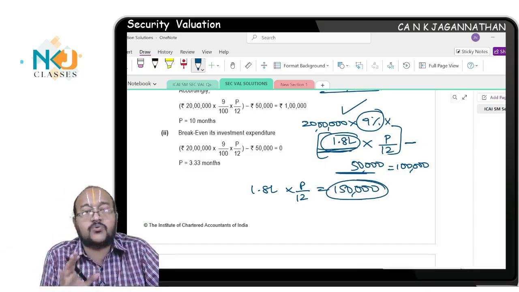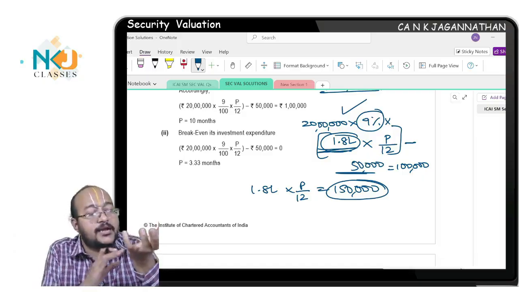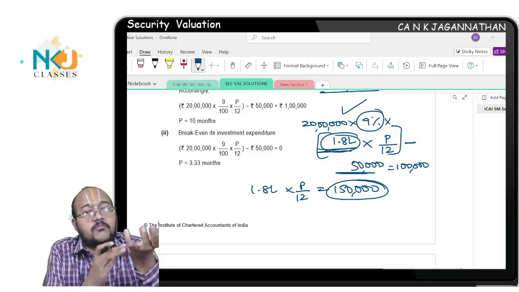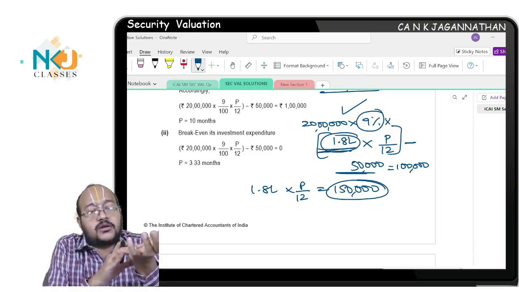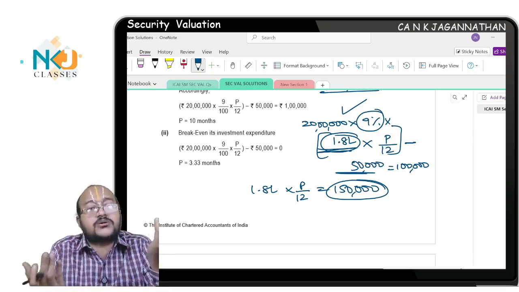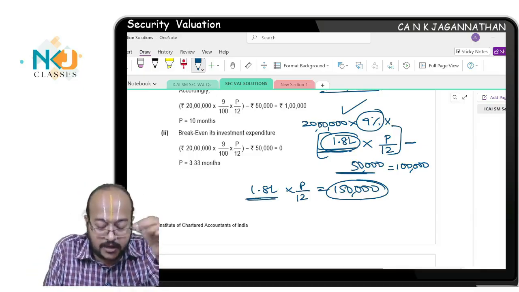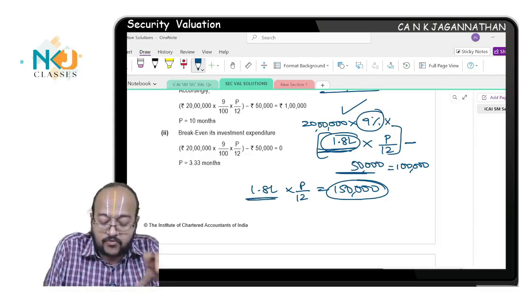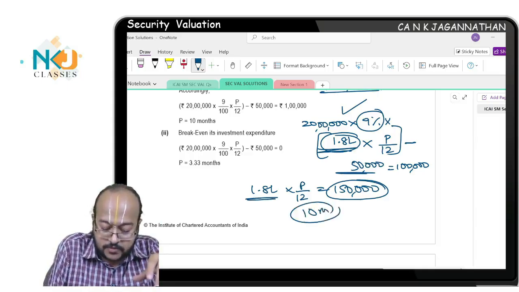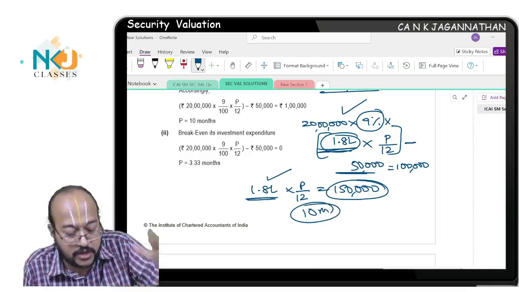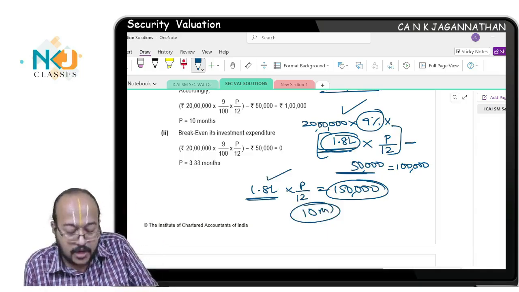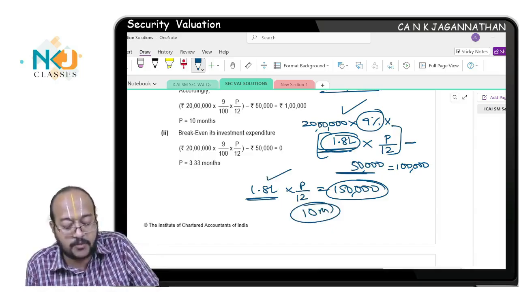To earn 1 lakh income, I need to earn at least 1,50,000, because 50,000 will be reduced as expenses, correct? So 1.8 lakh is the total yearly return I am earning, into P by 12. If you solve this, you will get 10 months, which means if I invest the whole year, I will earn 1.8 lakhs, correct? But if I invest for only 10 months, I will earn 1.5 lakhs.